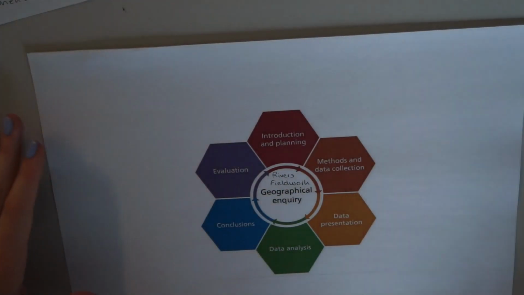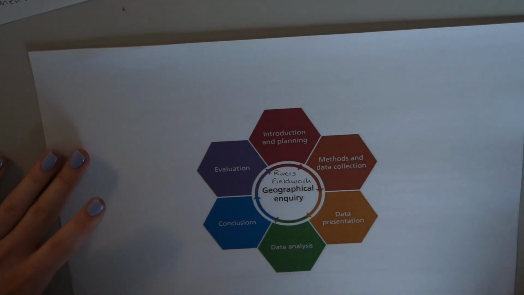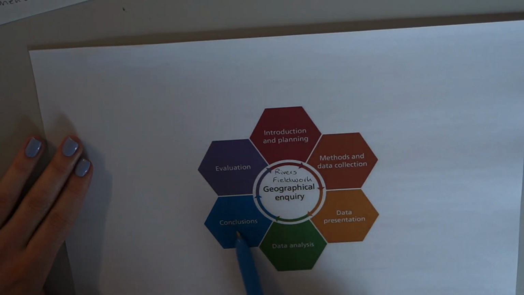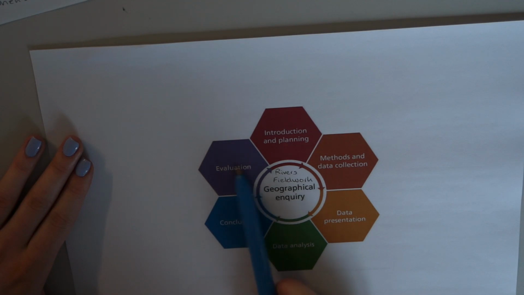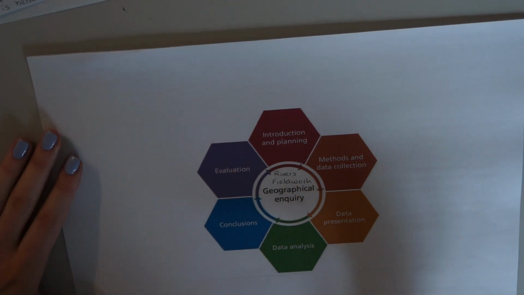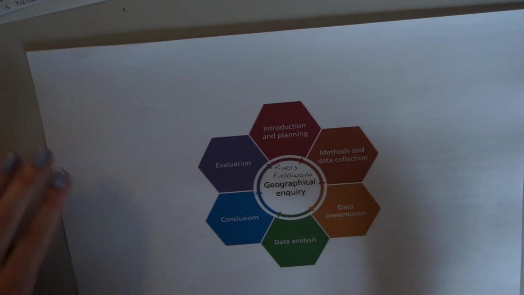So what we did when we went to Cardiff Mill Valley, how we planned it, what data we collected, how we presented it, then what we found and concluded, then how we evaluated it. So how can we actually improve our investigation if we were to do it again?